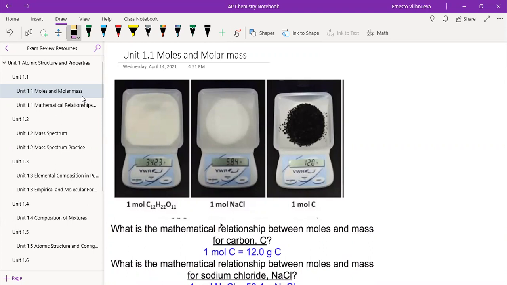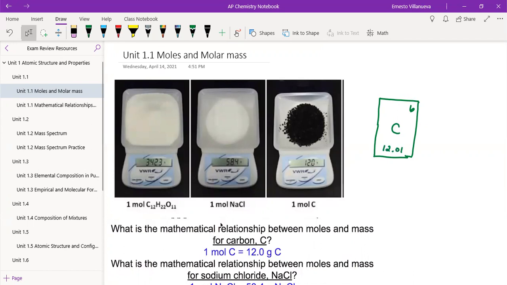So if we take a look at a very common element, one that's used for a whole lot of things, it's carbon. And we're all carbon based. So let's take a look at carbon the way it looks on the periodic table. Carbon is element number 6 on the periodic table. It has a chemical symbol of C, and you can see that it has an atomic mass of 12.01.